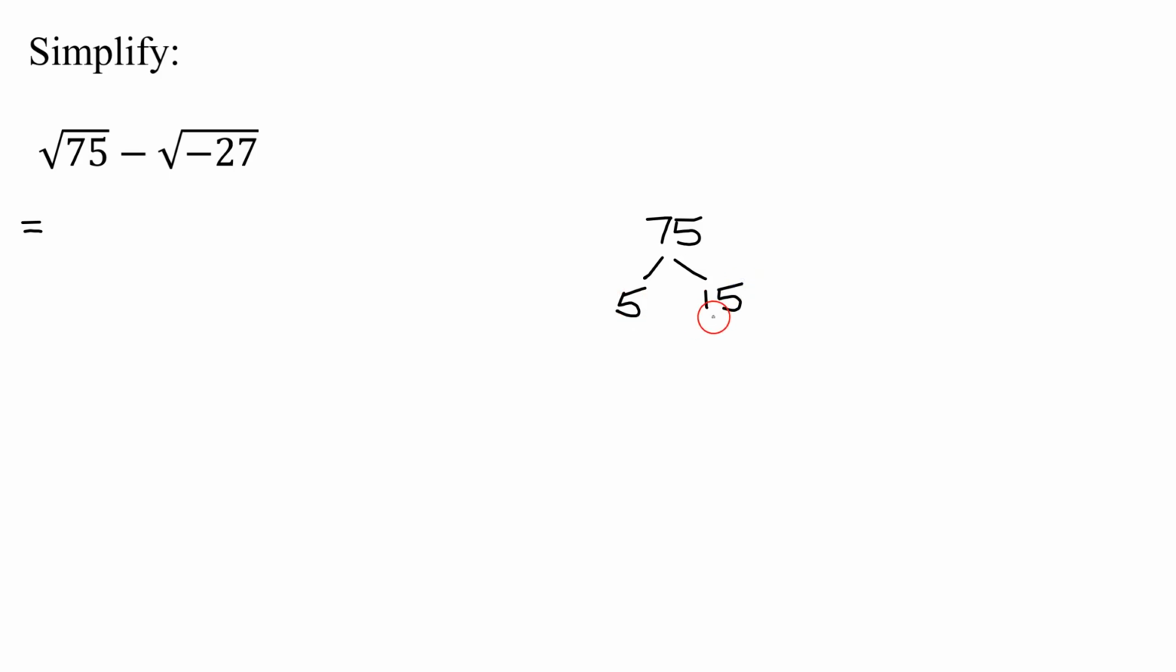5 is prime, and 15 is 5 times 3. So here are all my prime factors. The way I'm going to group them is I'm going to put 5 and 5 together, and then I have my 3. So I'm going to write the square root of 75 as the square root of 25 times 3. Minus, now let's look at our second part of our expression.